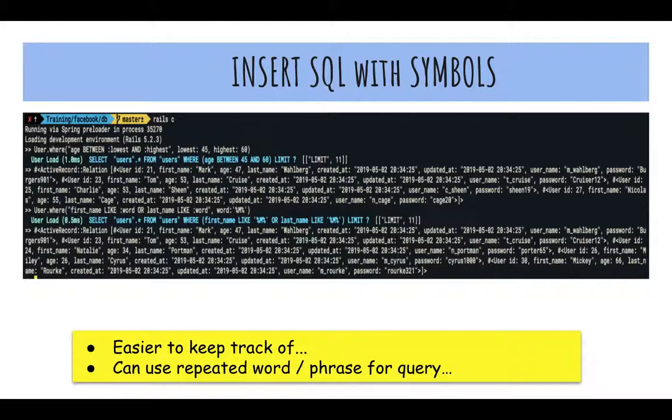And we can also repeat ourselves. So we can use User.where first name like :word or last name like :word. So word we assign to %m%, which gives us a query of first name with an M anywhere in the name or an M in the last name as well. So this is easier to keep track of, and we can use a repeated word or phrase for our queries.